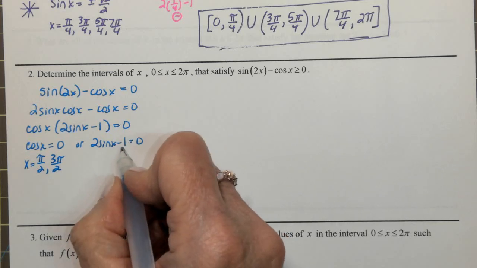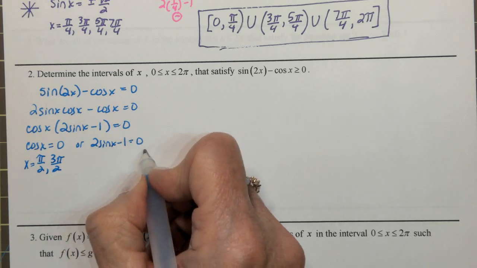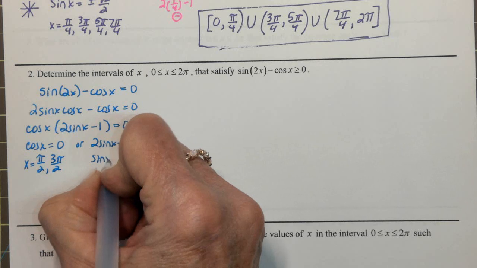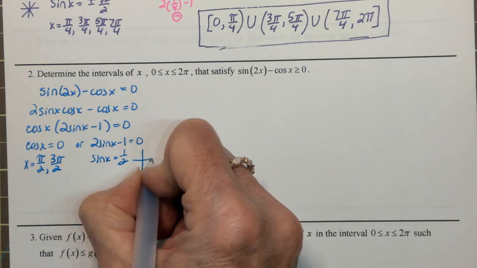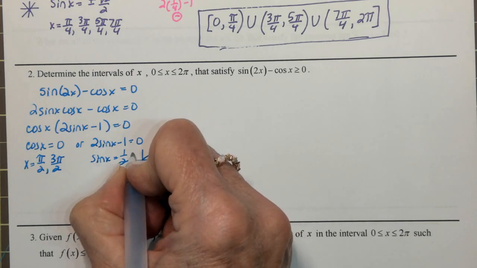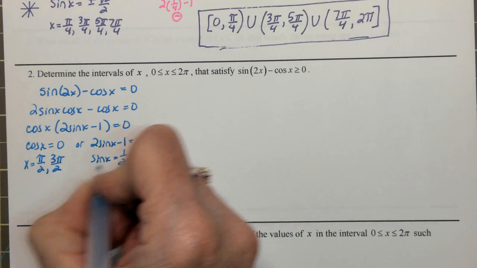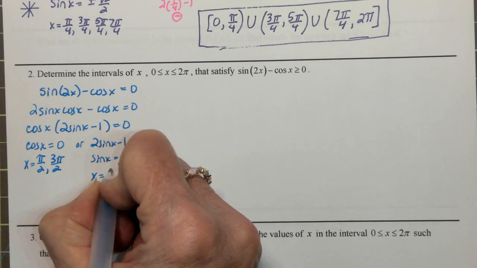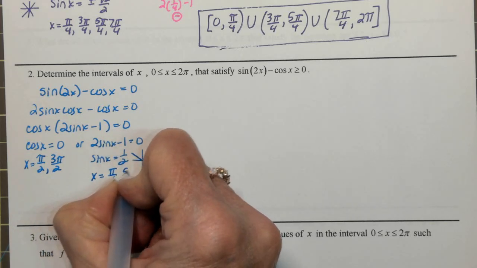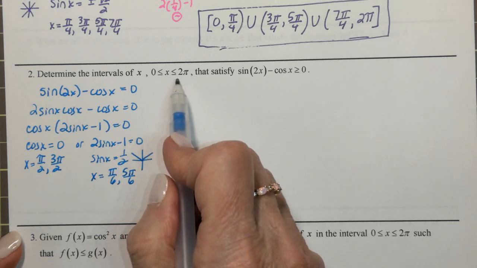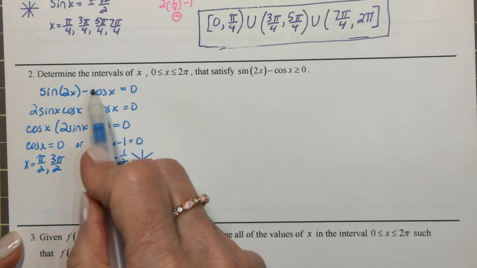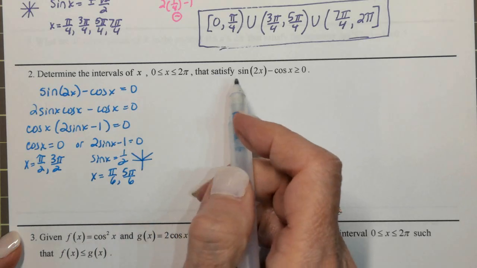For this one, I'm going to add 1 to the other side, then divide by 2, and I'll have sine of x is 1/2. So that is in quadrant 1 and 2 where sine is positive, and x will be pi over 6 and 5 pi over 6. Okay? So I have 4 values between 0 and 2 pi where this is equal to 0.